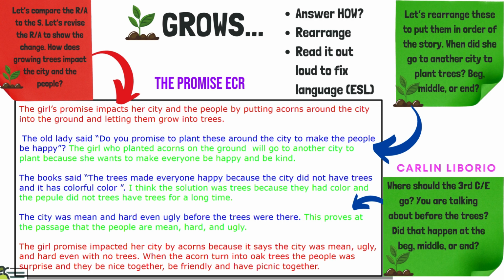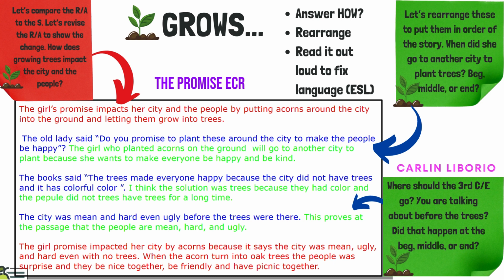Okay, so the main things I'm going to focus on with this student is to really fix his RA to answer how it impacted the city and the people. Some of this essay seems like it's out of order, so we're going to work on rearranging it to make it make more sense and flow. I'm going to get the student to read it out loud to try to fix some of the language issues with subject-verb agreement, words matching, and basic sentence structure. Okay, so the first thing we're going to look at is the RA.